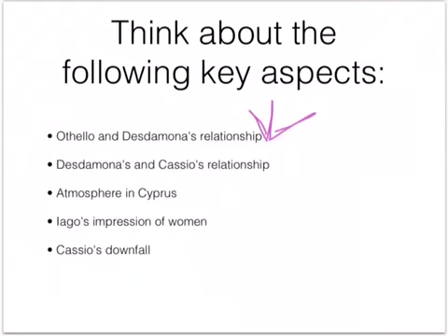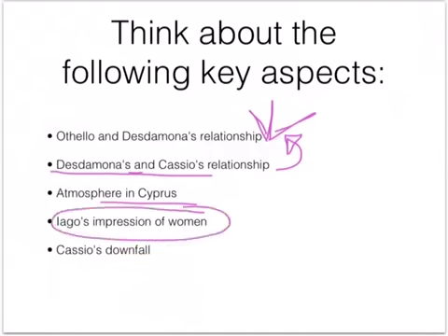Looking at Desdemona and Cassio's relationship, if they hadn't been friends, perhaps Iago wouldn't have had the chance to plant that seed of doubt. Look at the atmosphere in Cyprus as opposed to the atmosphere in Venice, which is what Desdemona had grown up and been used to. This is an overarching one: Iago's impression of women. Think of the way he treats his wife. Think of the way he treats Desdemona. And then, of course, I've mentioned Cassio's downfall, and that really is a catalyst for all that continues afterwards.